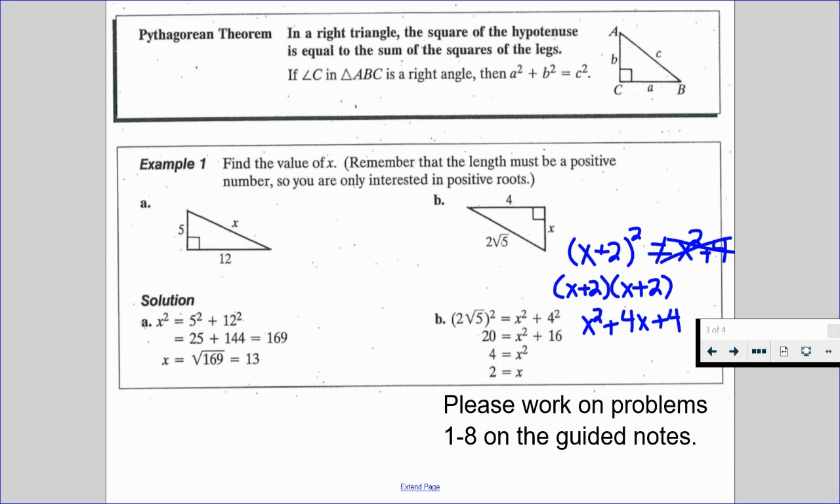And as I talk about practicing, please work on problems 1 through 8 on the guided notes and resume when you're ready to move forward.